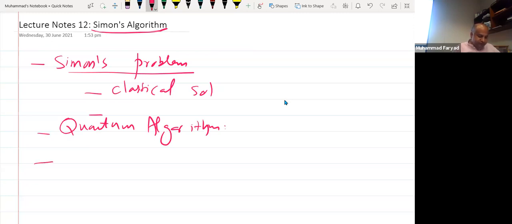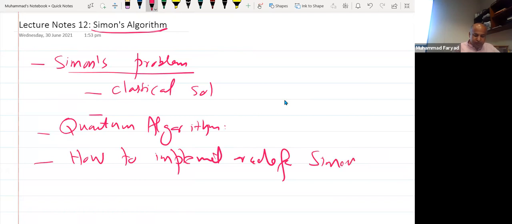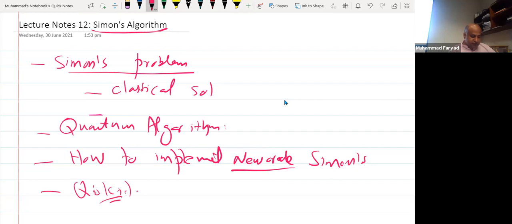And before I implement, I will discuss how to implement the Oracle for Simon's algorithm. And this is also a problem where we will discuss a new type of Oracle actually. So let me just write. It's going to be a new type of Oracle than we have been introduced before. So it's not a phase Oracle. And then, of course, we will study its implementation in Qiskit.